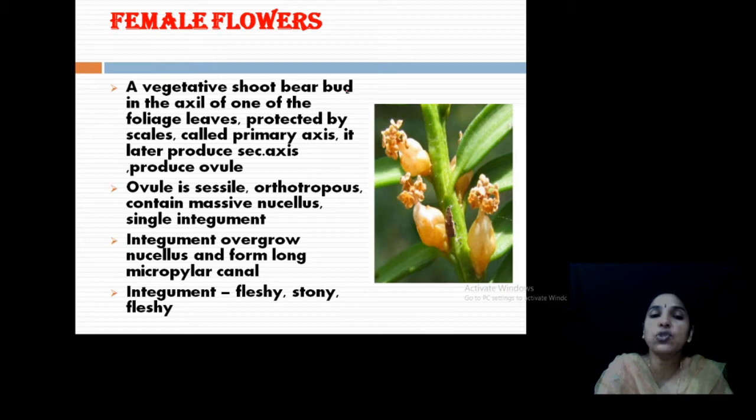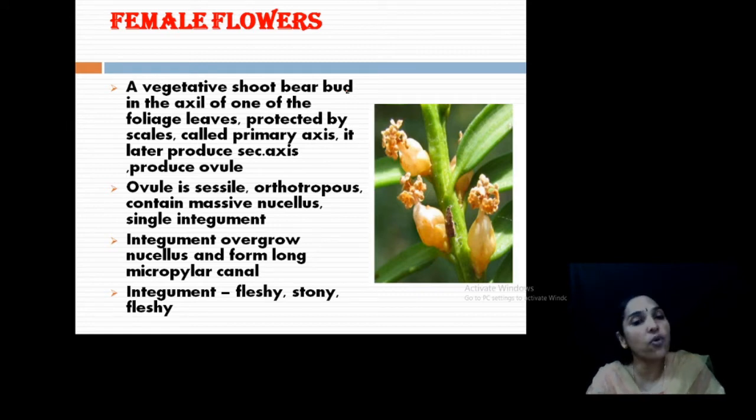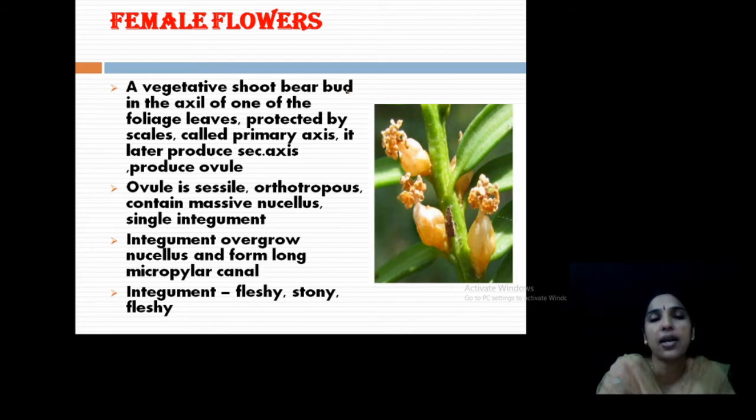A vegetative shoot bears a bud in the axil, having a primary axis, and the primary axis produces a secondary axis or a branch that produces the ovule. And the ovule is sessile and orthotropous. That is very important: erect ovule, sessile ovule, having nucellus and integuments. So a typical gymnospermous character, that is a single ovule. And the integument usually overgrows the nucellus and forms a long micropylar canal.